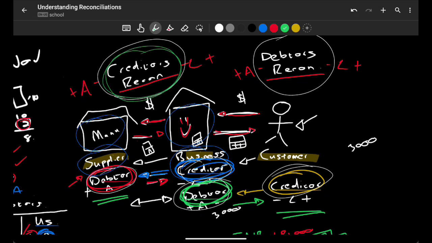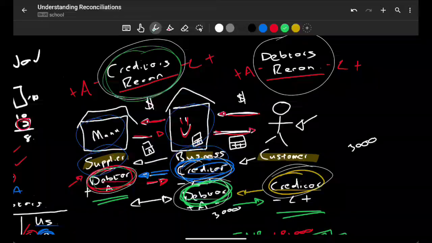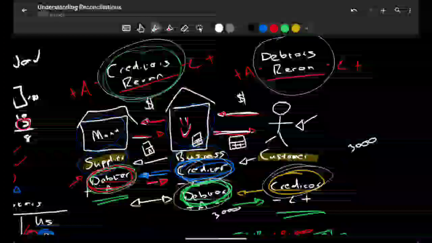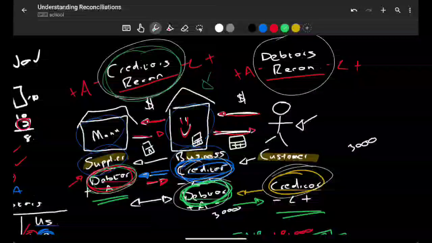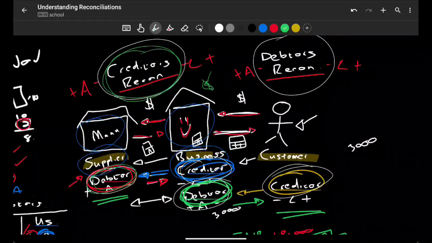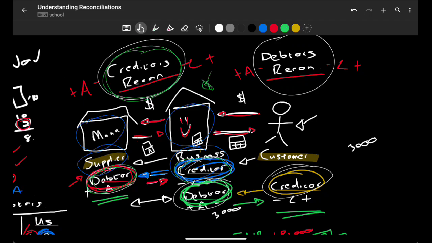First thing that we must remember is that our supplier looks at us as a debtor, right? When they see us, they look at us as a debtor. We're the business, this is us over here. When we look at our supplier, we look at them as a creditor because we are buying on credit from them, right? So here's the question.